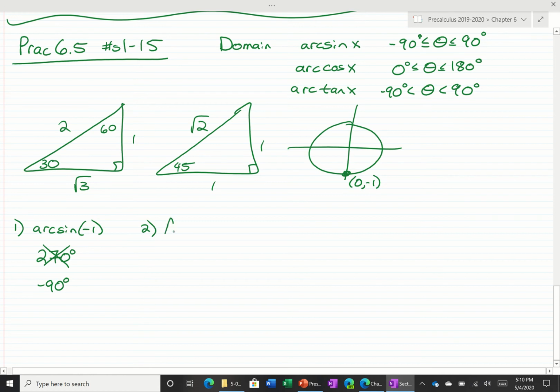Problem number 2, it's asking us what's the arc cosine of 1. Well, that means when is cosine 1? Cosine would be 1 right here at 0 degrees. And if you type that into your calculator, you'd get the same thing.